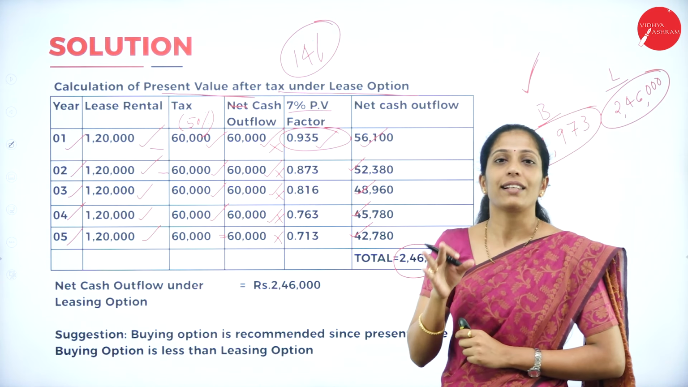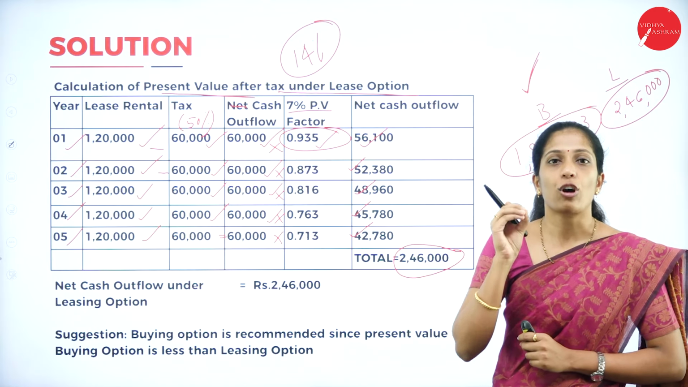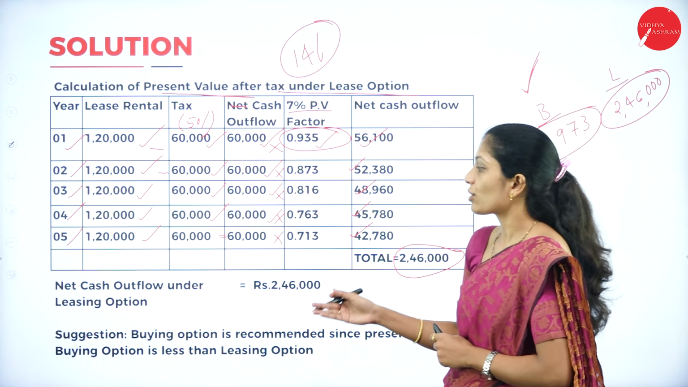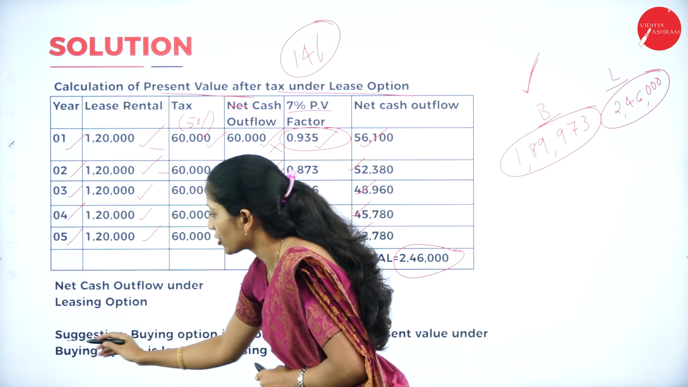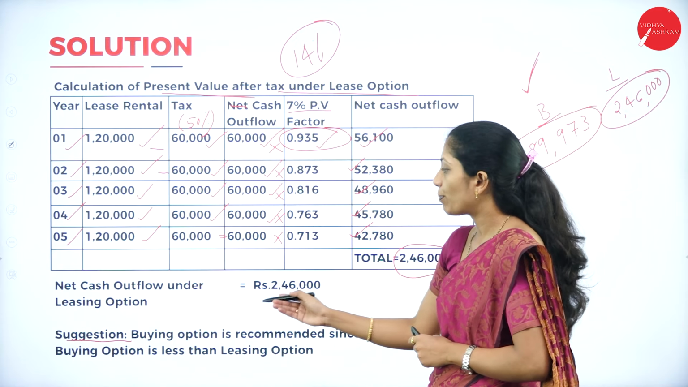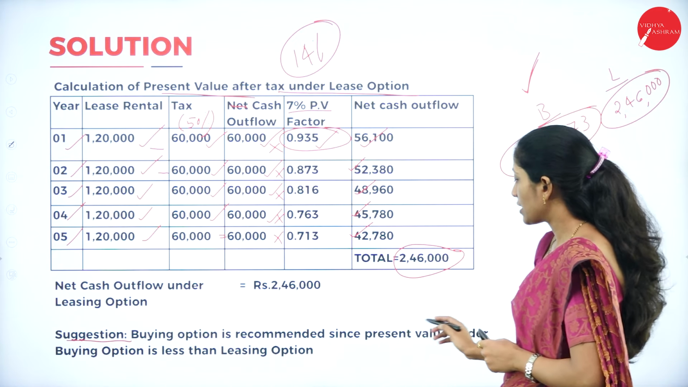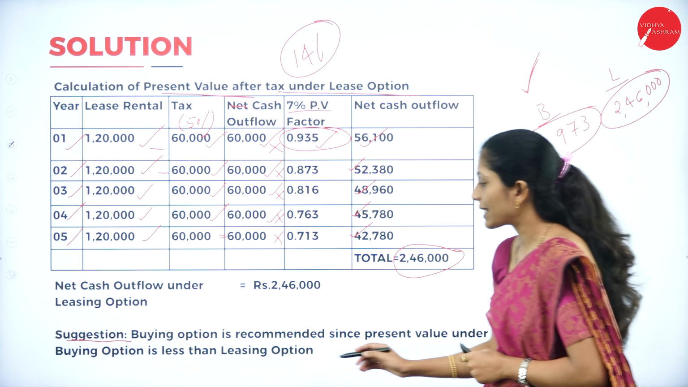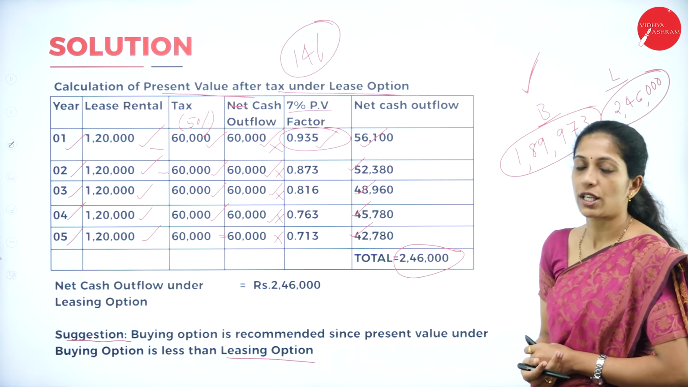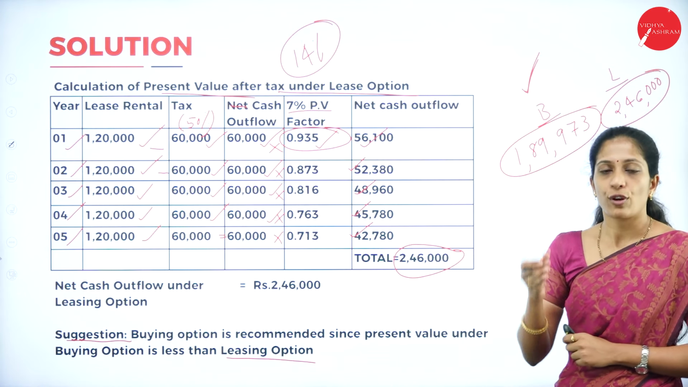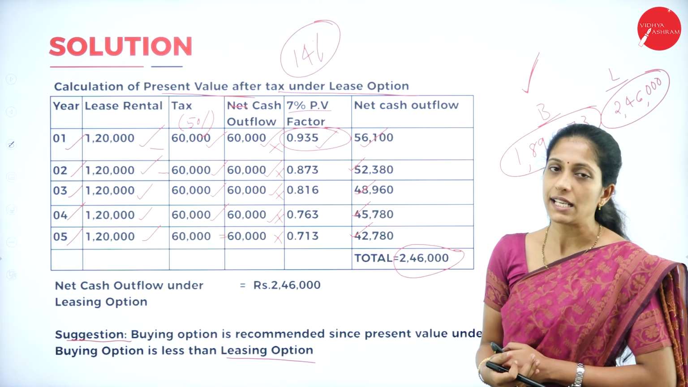In the sense, where the net cash flow is less, that option has to be selected. So we shall give a suggestion to this X Limited. Buying option is recommended since the present value under the buying option is less than the leasing option. Where the net cash flow is less, that option has to be selected.